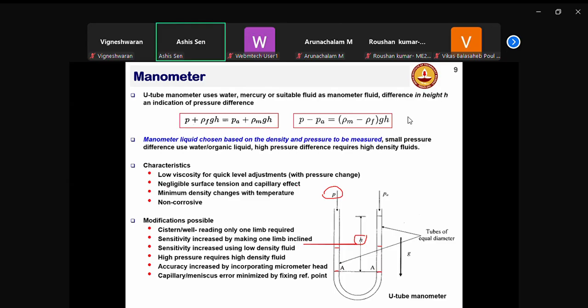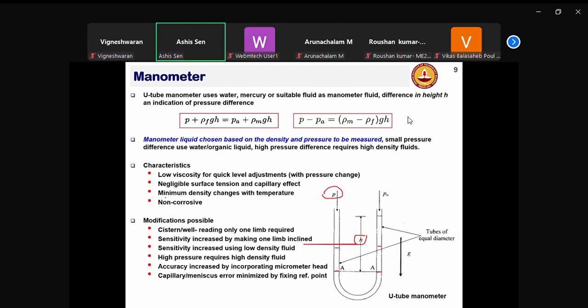negligible surface tension and capillarity effect. If the surface tension or capillarity effect is very strong, then this liquid will not stabilize easily for a pressure change, and the curvature will be very strong, and that makes measurement difficult.